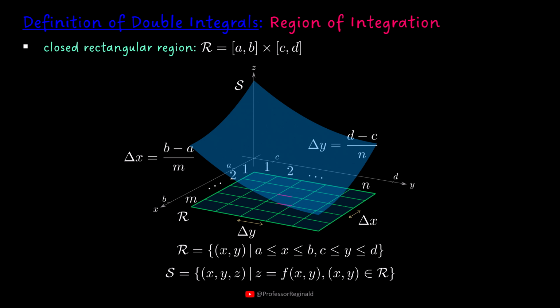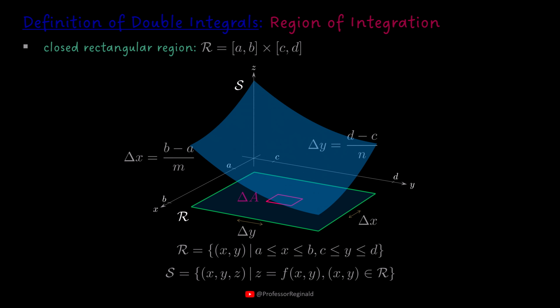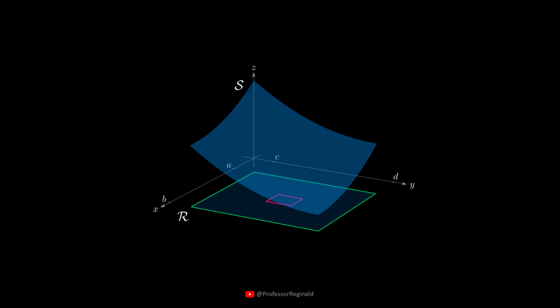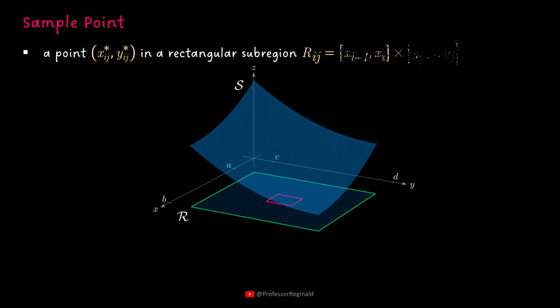Focus on one of these subregions, where delta A is the area of a subregion, and it is equal to the product of delta x and delta y. Next, let us represent the subregion using a sample point. A sample point is a point in a rectangular subregion. In the figure, a sample point can be this point in the middle of the subregion.